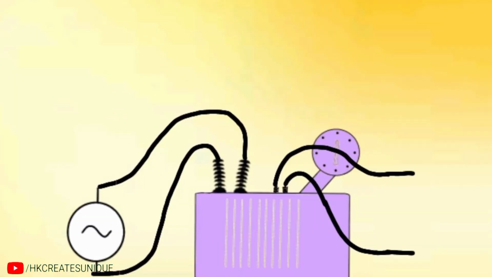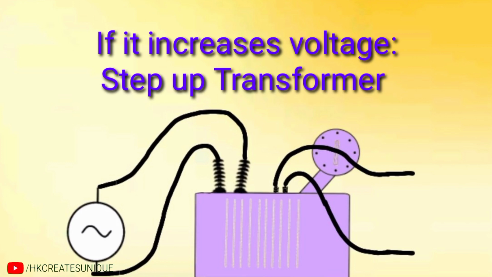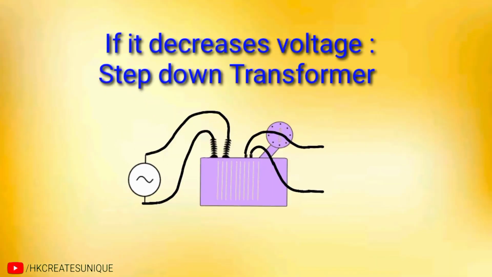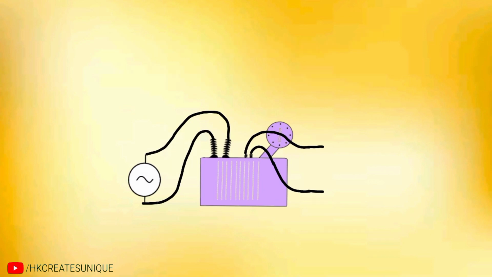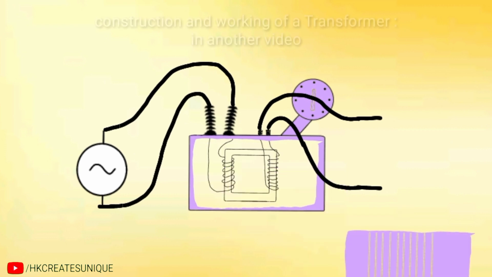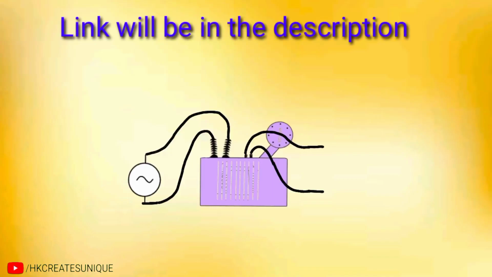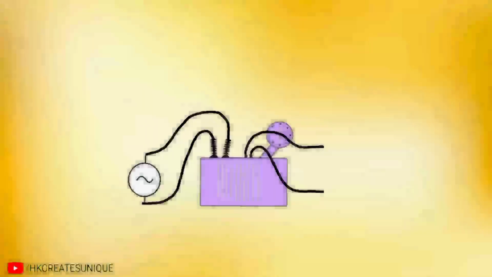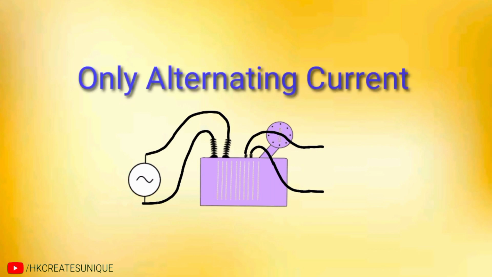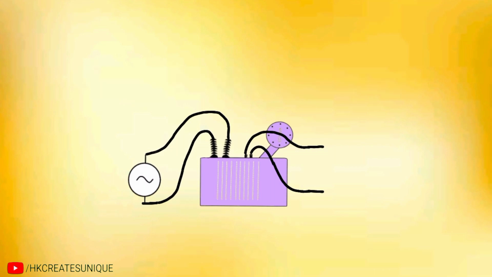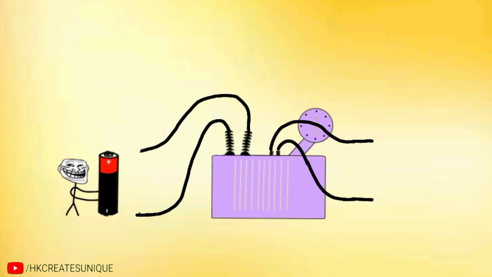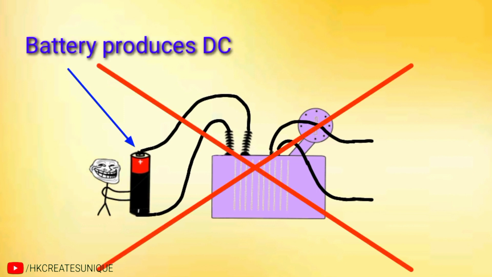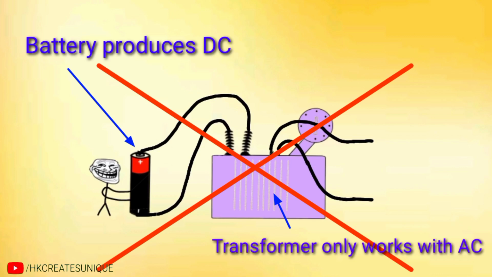So basically, if it increases voltage, it is called step-up transformer, and if it decreases voltage, it is called step-down transformer. I will not explain the workings of a transformer in this video. I will make a dedicated video on that. Link will be in the description. A transformer only works with alternating current. So if you are thinking of increasing voltage of a battery, it will not work, simply because battery produces direct current and transformer only works with alternating current.